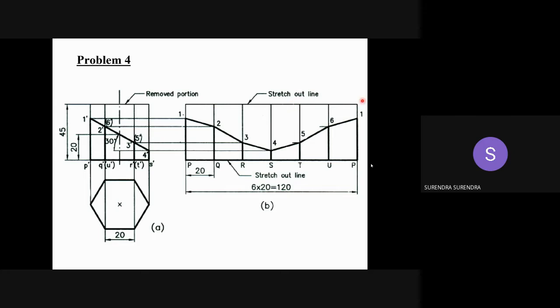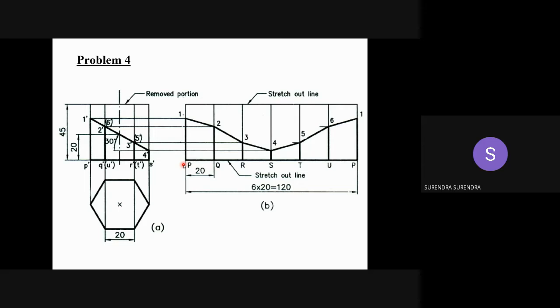First the development of the hexagon is a rectangle. Length equal to total 120 mm. Mark point at every 20 mm. And then project each and every point. 1 dash is on the edge from P. So project 1 dash up to P. 2 dash on 2 and 6 or on Q and U. 2, 6. 3 is on R, 5 is on T. 4 is on S. So mark these points and join them with a straight line.